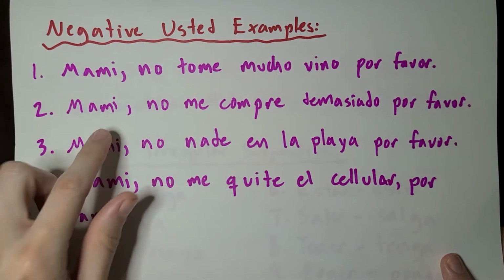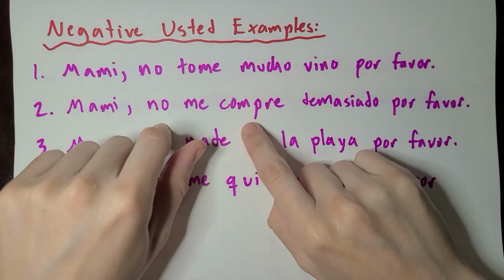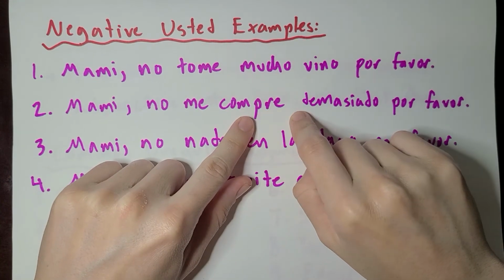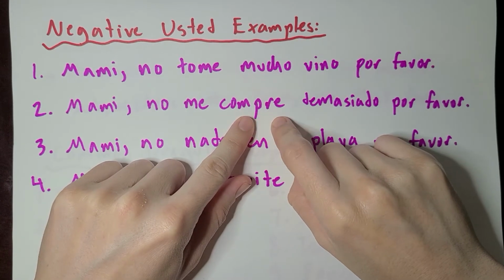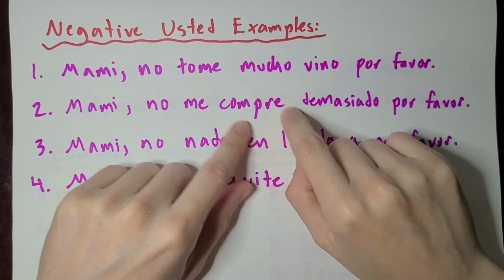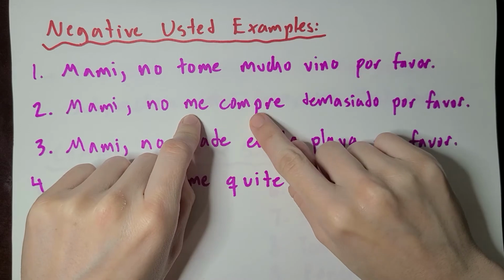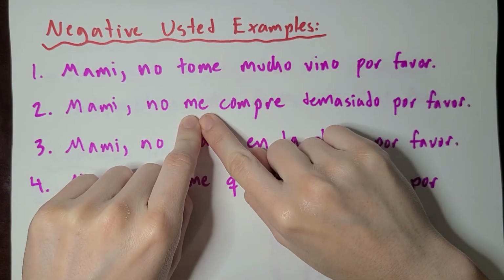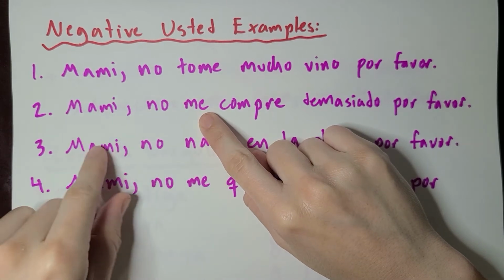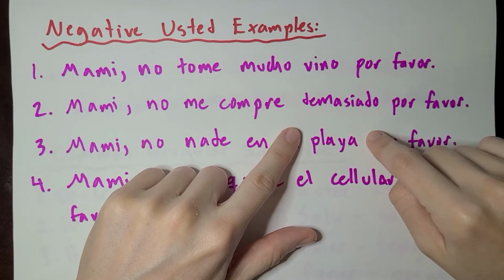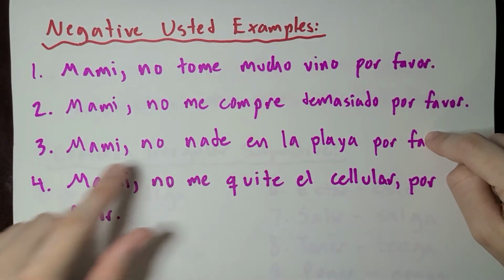2. Mami, no me compre demasiado, por favor. Compre comes from comprar. That AR just becomes an E. And you're saying don't buy me too much. So that me pronoun, saying who you're buying it for, goes in front as a separate word in front of the verb. So mami, no me compre, don't buy me demasiado too much, por favor, please.